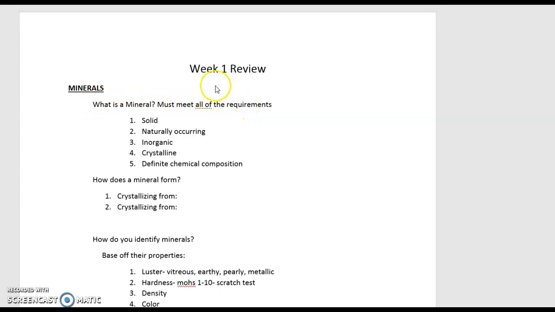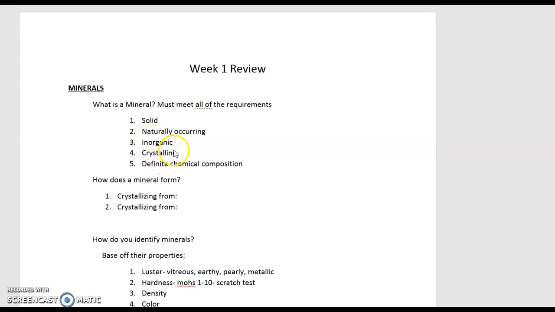Okay, so if we think back to what a mineral is, it has these 5 requirements, and it must meet all of the requirements. It can't just be solid and naturally occurring. It has to be all of these 5 things. It has to be solid. Naturally occurring means it can't be made by people. Has to be inorganic, which means it can't contain anything that was living, was part of a living thing, or was ever alive. Okay, we'll talk a little bit about what that means further in this document.